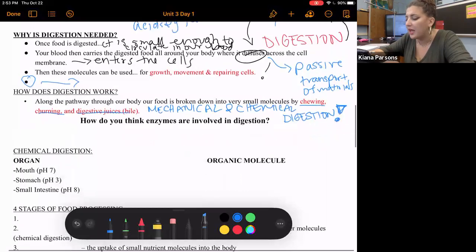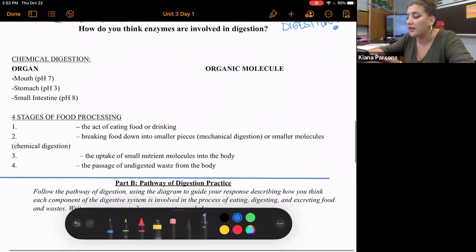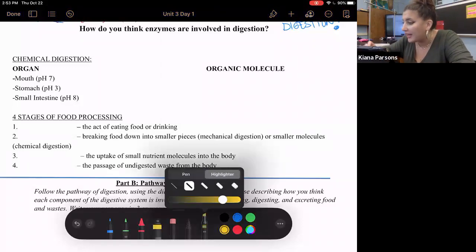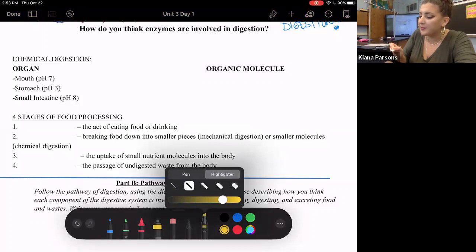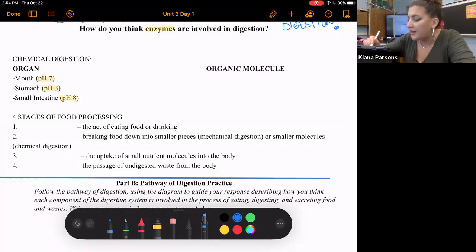All right. So, how do you think enzymes are involved in digestion? We already said that enzymes are involved in chemical digestion, but their specific roles in digestion vary depending upon what they're digesting and also where in the body this digestion is occurring. Something that we just talked quite a bit about, pH, comes up again here.